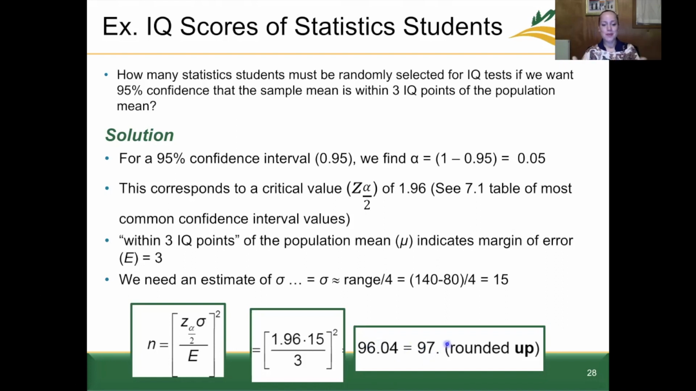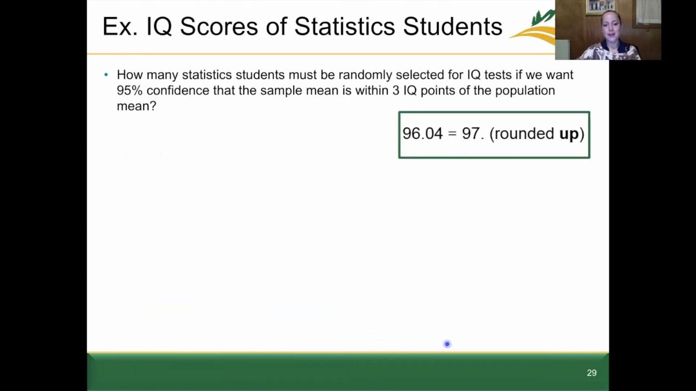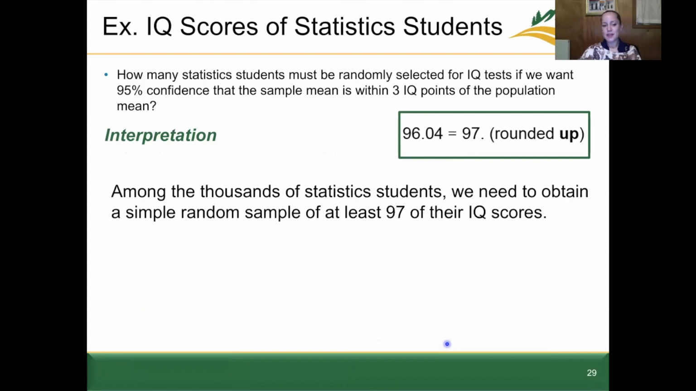So we can do the math, we can do the statistics, we can do the Excel formulas. Let's also talk about the interpretation here. Because we figured out this answer of 97, what we can say is that among the thousands of statistics students, we need to obtain a simple random sample of at least 97 of their IQ scores. Remember what we just calculated, that was n, the minimum sample size here.